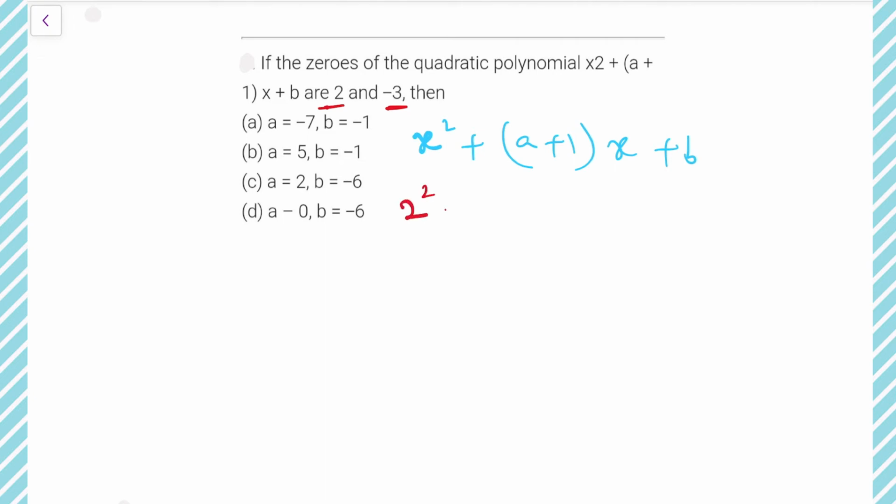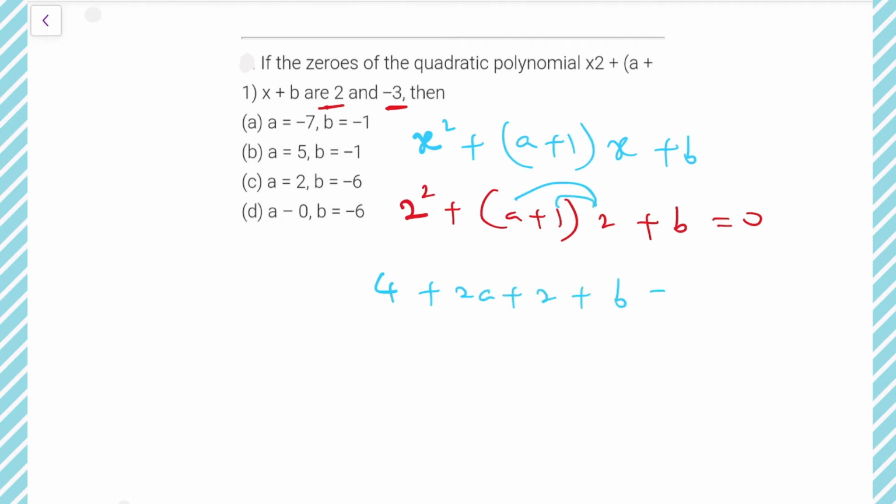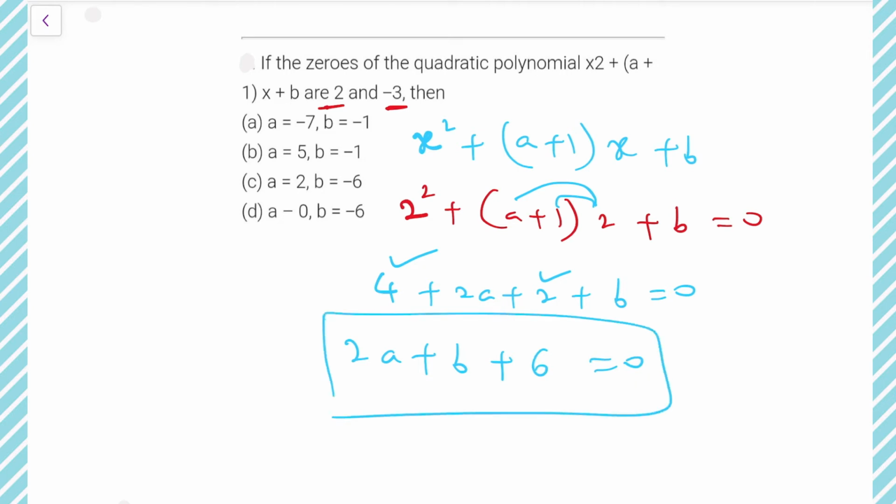So it will become 2 square plus (a plus 1) into 2 plus b is equal to 0. So 2 square is 4, plus 2 into a is 2a, plus 2 ones are 2, plus b is equal to 0. Then we will get 2a plus b plus 4 plus 2, 6, is equal to 0. This is the first equation: 2a plus b plus 6 is equal to 0.